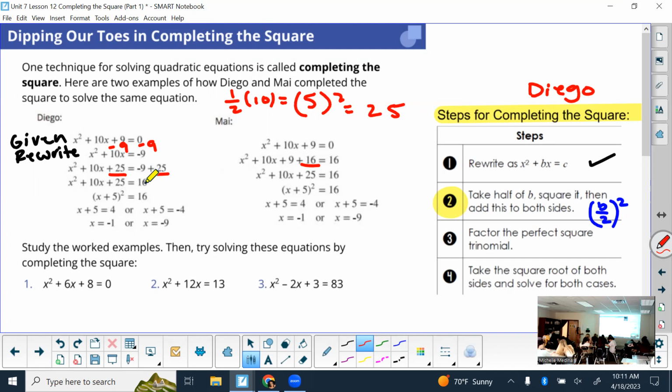16. So I'll put step 2 next to it, so that if you need an example, there's an example. They took half of b, squared it, added it to both sides. So what that creates is a perfect square trinomial on the left. So when I factor it, this step, I would say factor.